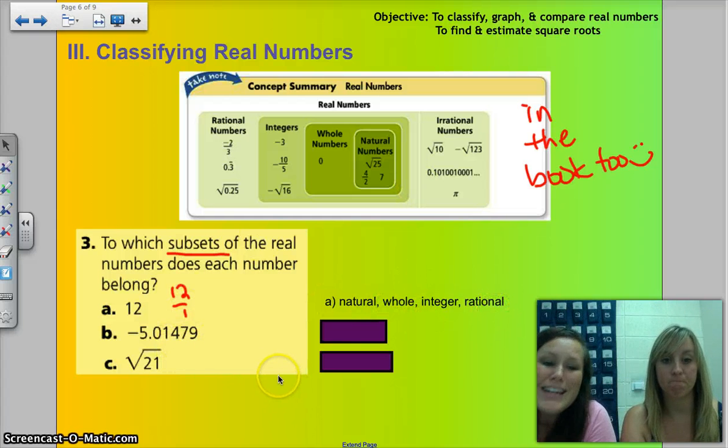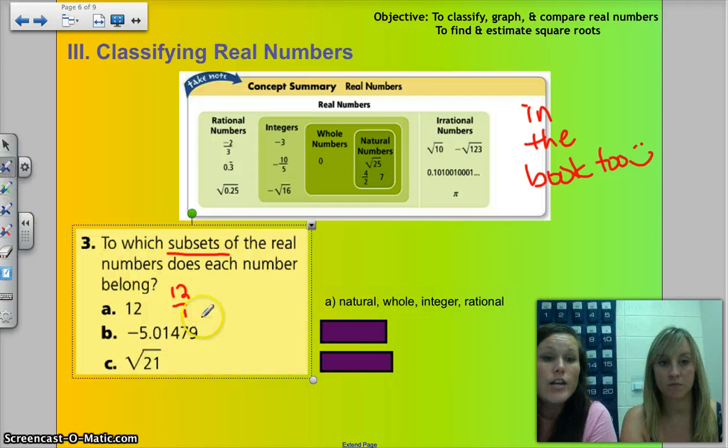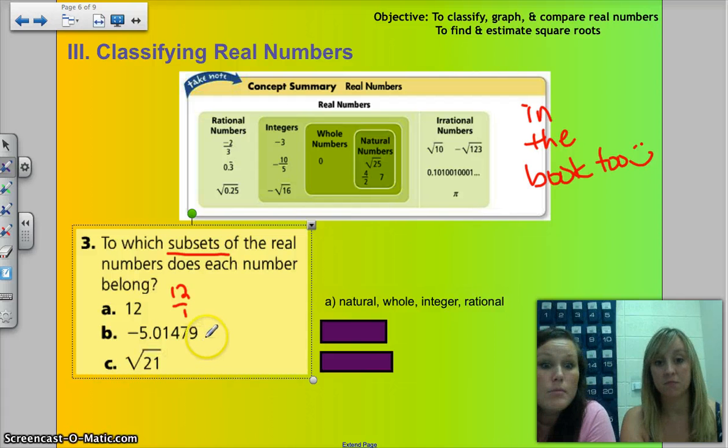Negative 5.01479. Okay, it's a little scary because this is a decimal. It's also scary because it has a negative. But guess what? We can still classify it. Because this does not have the ellipsis after it, I know that this is what's called a terminating decimal. Meaning it stops. It can be written as a fraction.